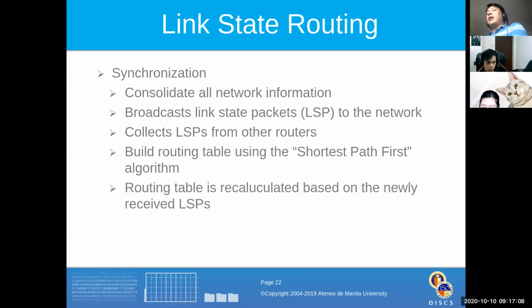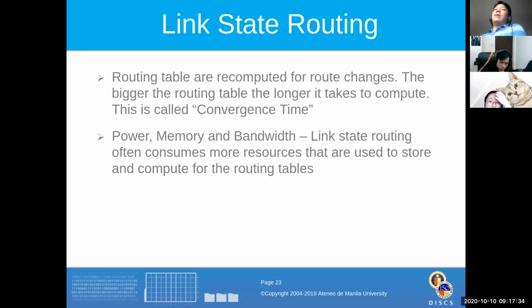Then it builds a routing table, factoring all the information from the LSPs using the shortest path first algorithm. So for the ComSci majors here, you have to remember your Dijkstra's algorithm, which is basically the one used here, okay? Then the routing table is recalculated based on every new LSP. So when a new LSP comes in, it recalculates. Now, there is a gap between my old routing table and my new routing table. Again, I mentioned a while ago, that is what we call convergence time.